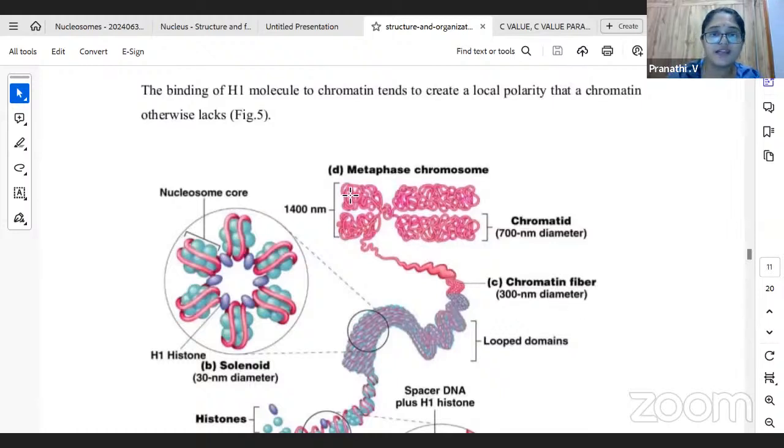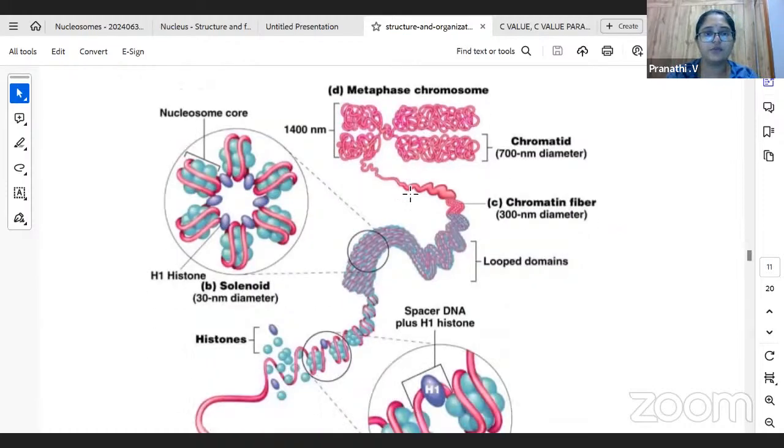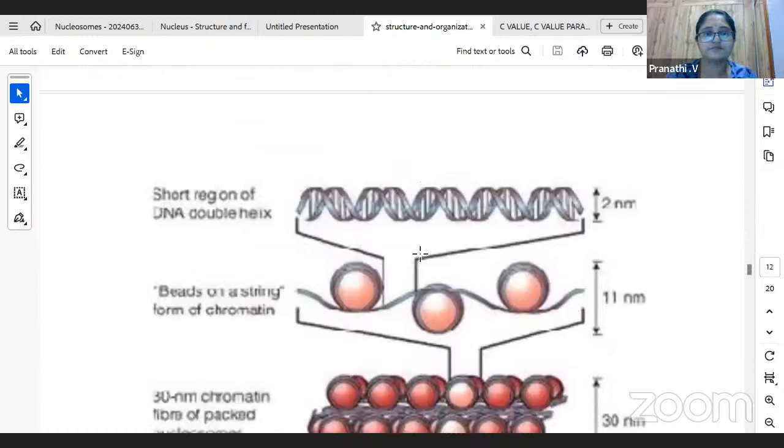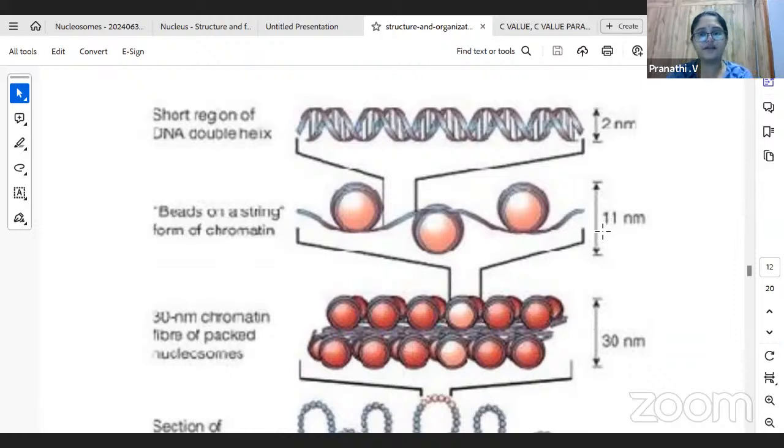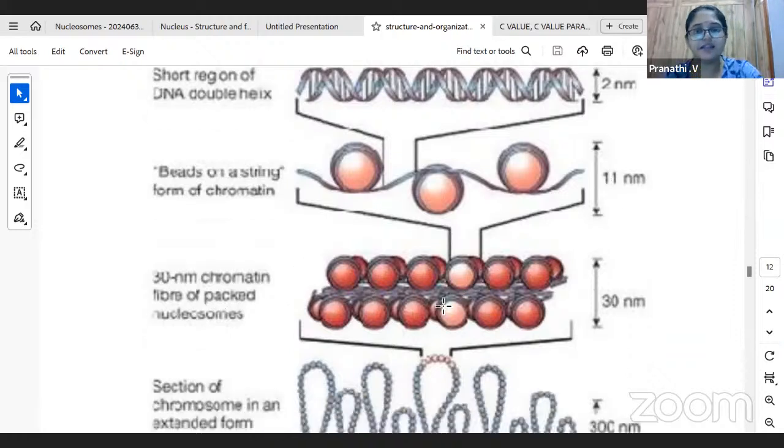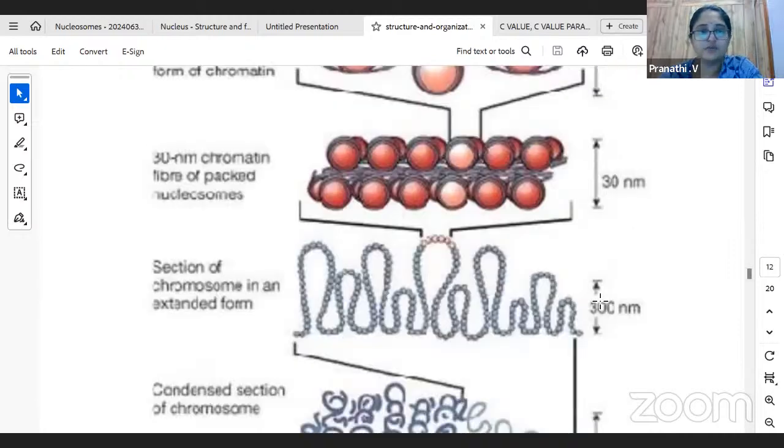This forms the chromatids. This forms the centromere, and then your arms in the chromosomes. So this is around 1400 nanometers in diameter. A short region of the DNA double helix is around 2 nanometers. And on the string, this particular part, if you see, is the linker DNA. And these are the octamers of the histone proteins, surrounded by DNA. This is around 11 nanometers. And when it is packed in the form of a nucleosome fiber, this is around 30 nanometers.